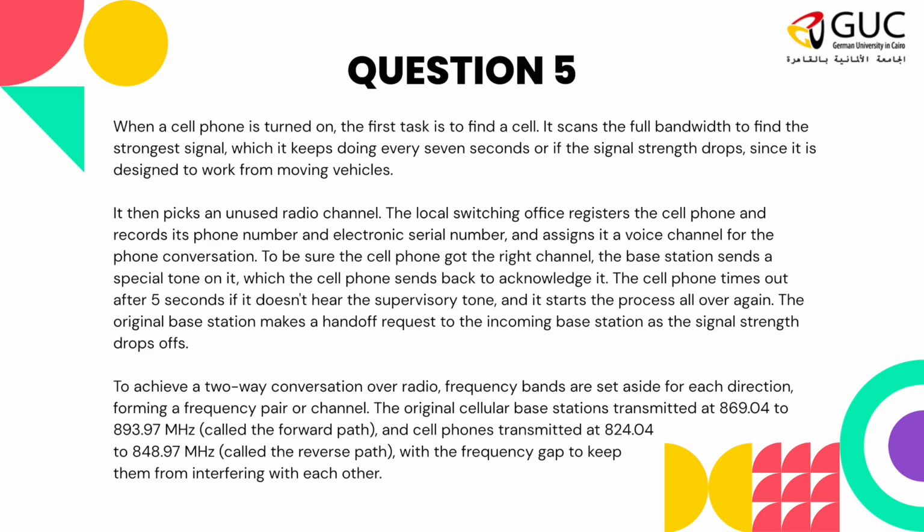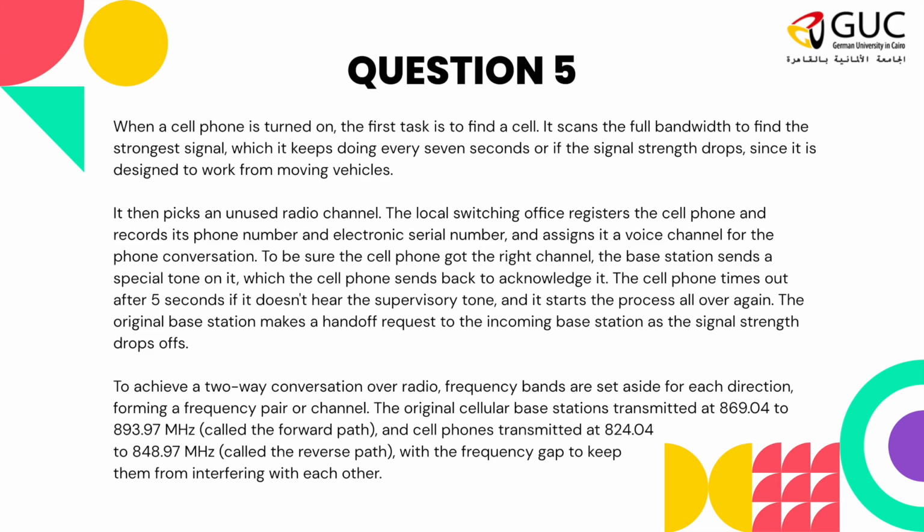Okay, the cell tower will transmit at a range, and the cell phone will transmit at a different range, and there is a gap in between to prevent any interference. Because if we do not have any gap, the cell phone and the cell tower will interfere with each other. Therefore, the cell tower will operate at certain frequencies, the cell phone will send at certain frequencies, and there is a gap in between to prevent any interference.